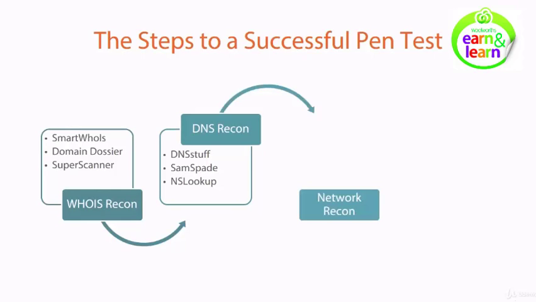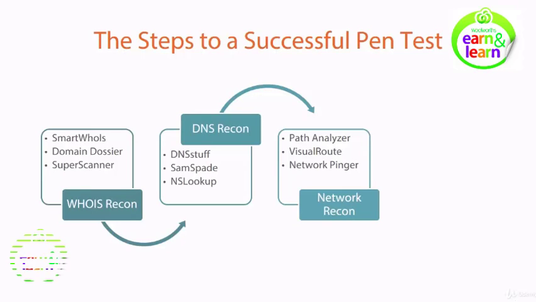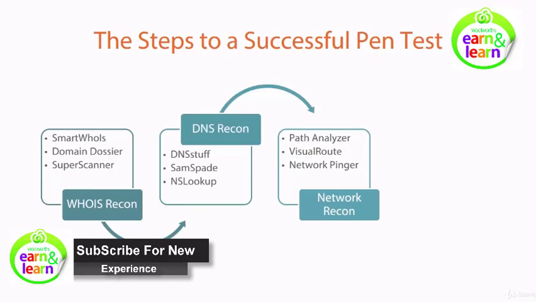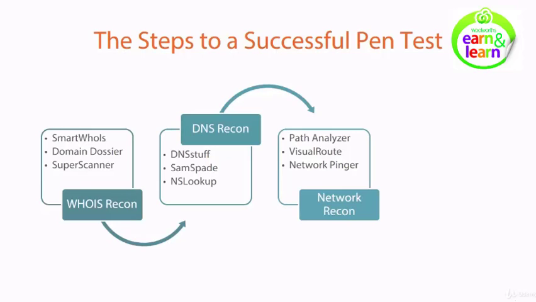My next step would be then to perform a network recon. Now, these types of tools, such as Path Analyzer, which shows us the path that a packet takes, as well as VisualRoute and Network Pinger, allow me to find out other information about the target network, which helps me to draw a better diagram of what I'm dealing with.